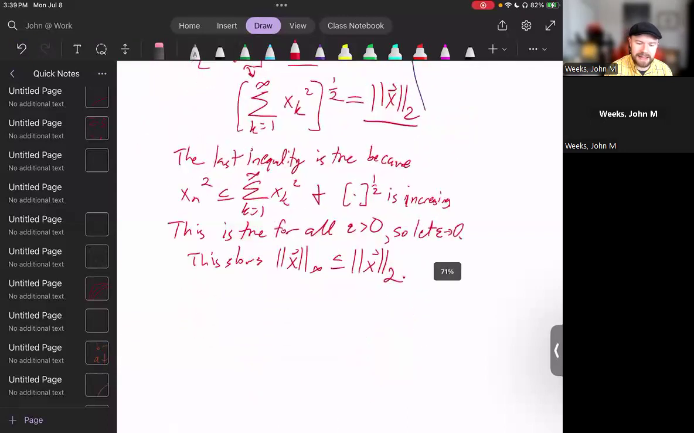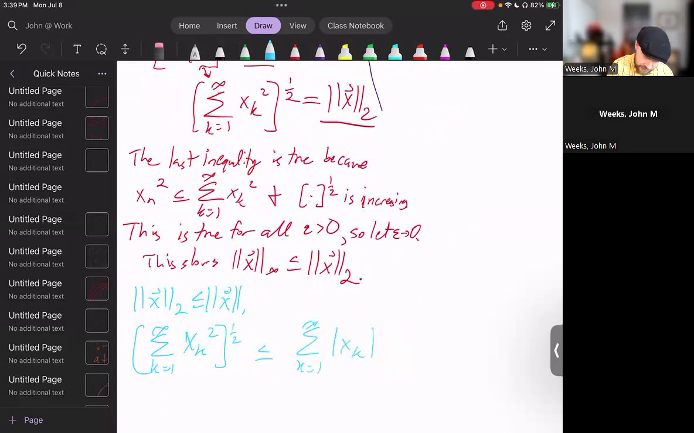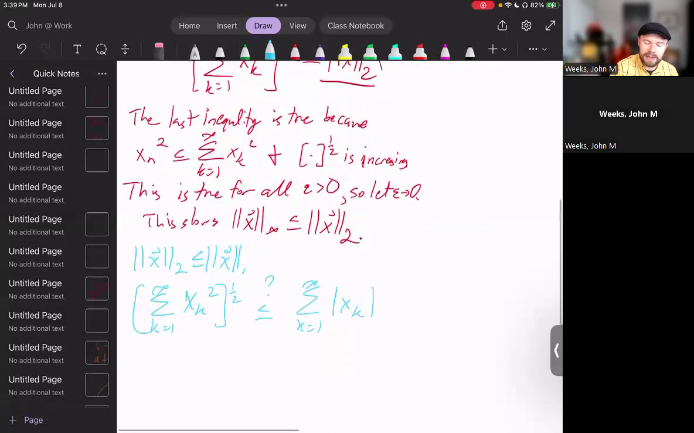And now let's show that the norm x sub 2 is less than or equal to the norm x sub 1. So what we would want to show now is that the sum as k goes from 1 to infinity of x sub k squared, to the 1/2, is less than or equal to the sum as k goes from 1 to infinity of the absolute value of x sub k. So let's see if this is something that we can hold true. Well, let's work backwards. If we wanted this less than or equal to be true, what could we try to do to make that a little bit more clear?